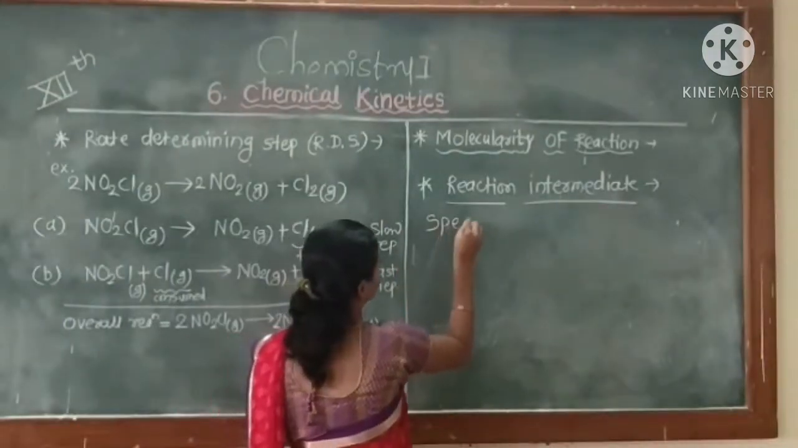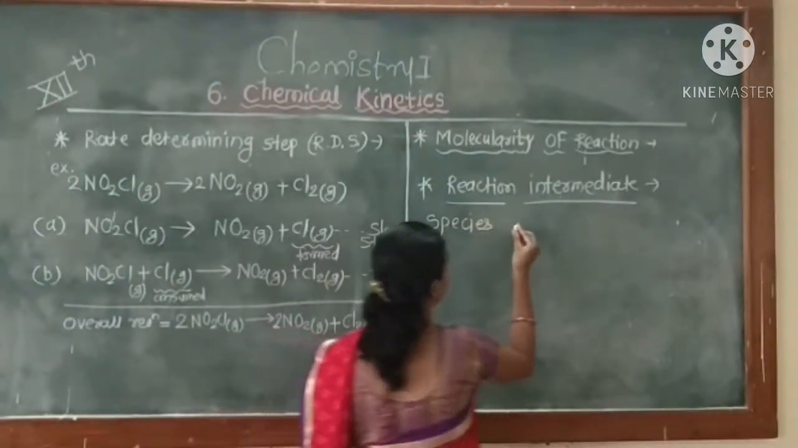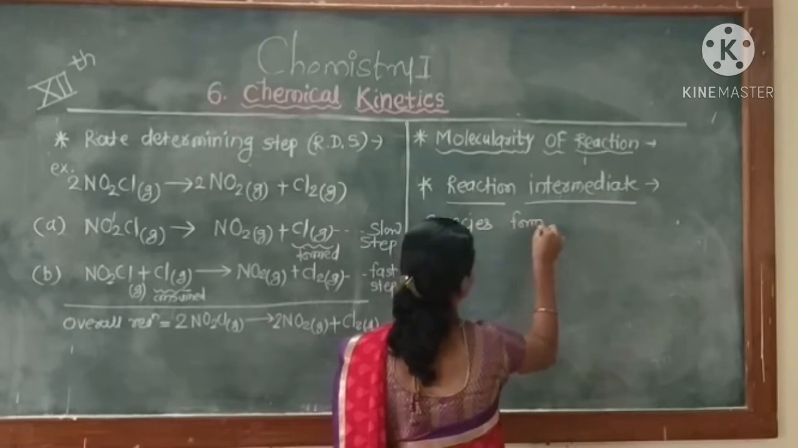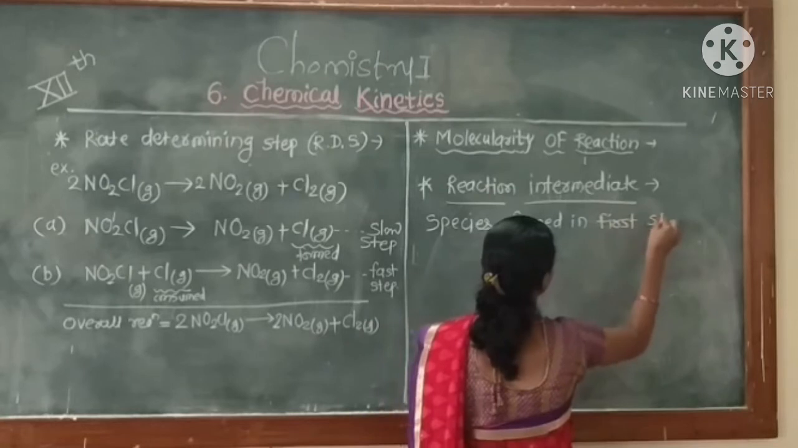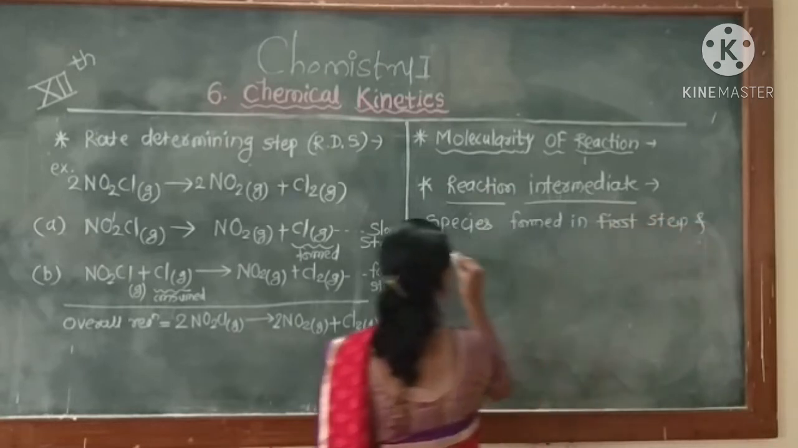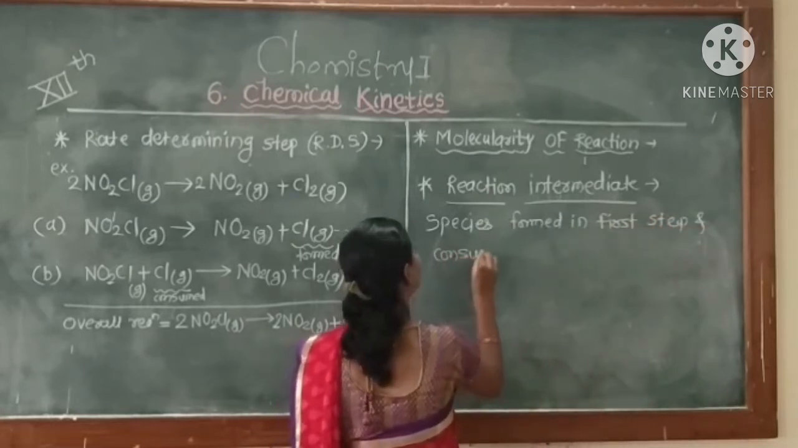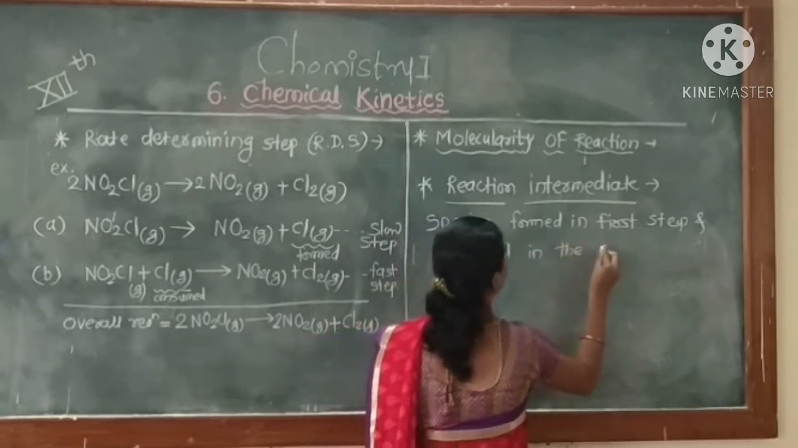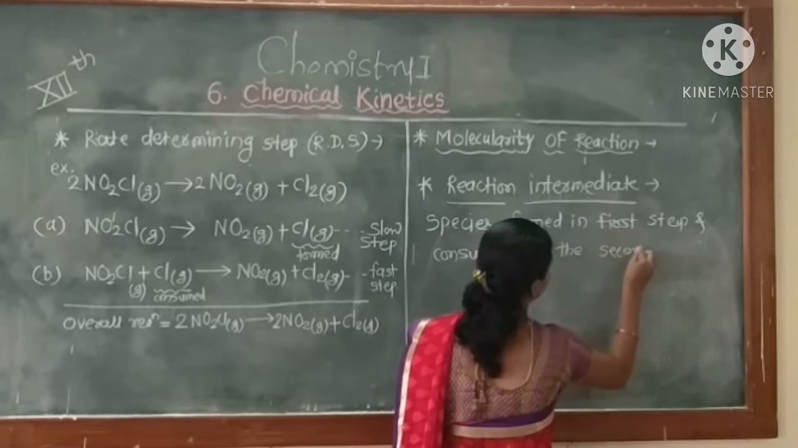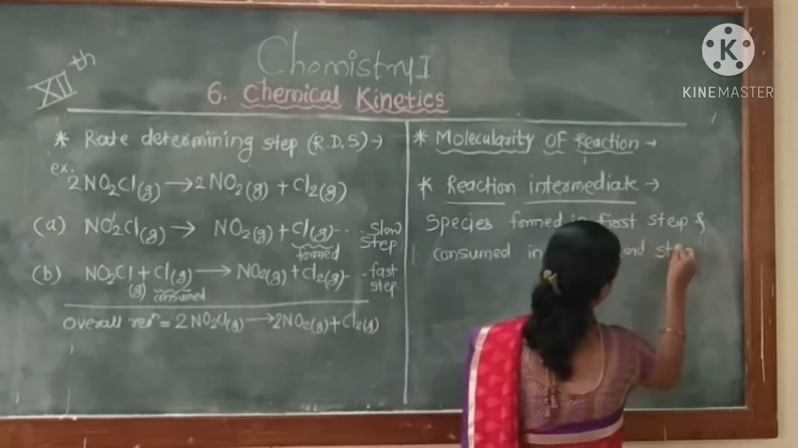So, the reaction intermediate is the species formed in the first step and consumed in the second step.